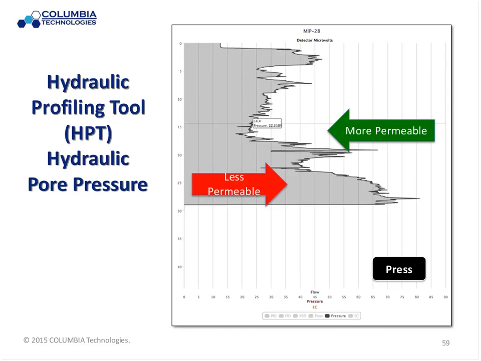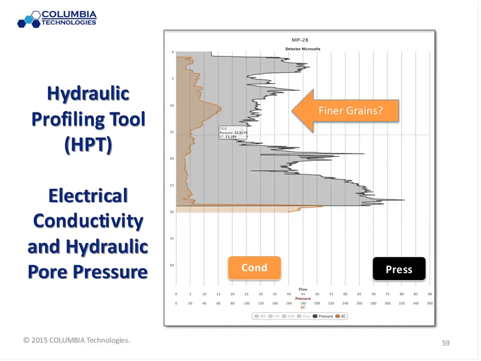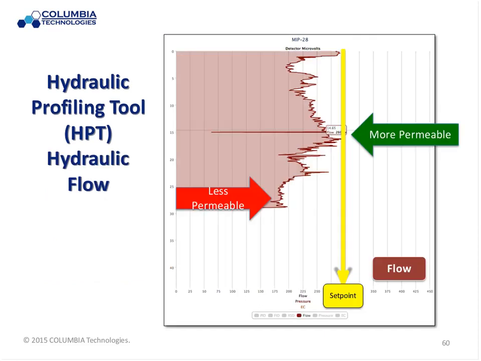I look at my HPT pressure curve. High pressure, remember, is less permeable. So I got a pressure peak here, pressure peak in here, one up shallow, another one in here. But I got a very definite pressure decrease down in here, more permeable. Is it finer grains? Maybe. That's what this conductivity signal would say, but it's still very permeable compared to the other regions of that vertical boring.